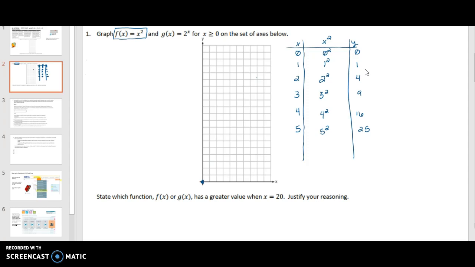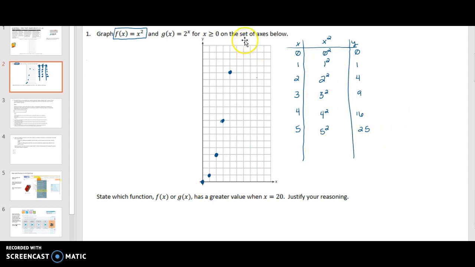So we have 0, 0. I have 1, 1, 2, 4, 3, 9. I don't know if we are going to go this high. 4, 16. Okay, so I went 4, 16, and at 5, 25 is not going to fit on the graph, so I'm not going to plot it.